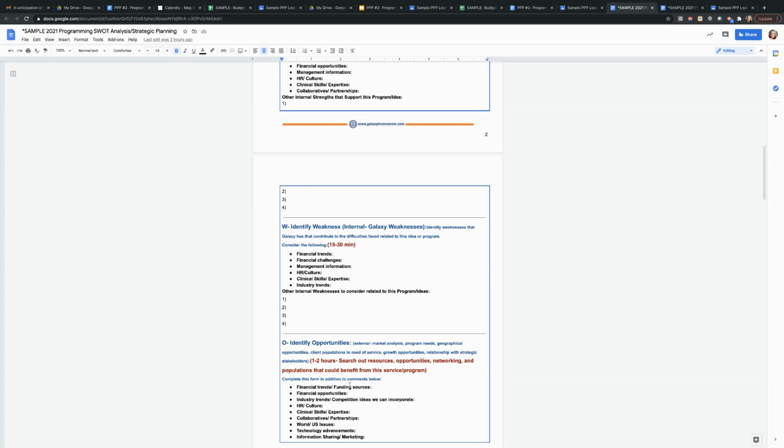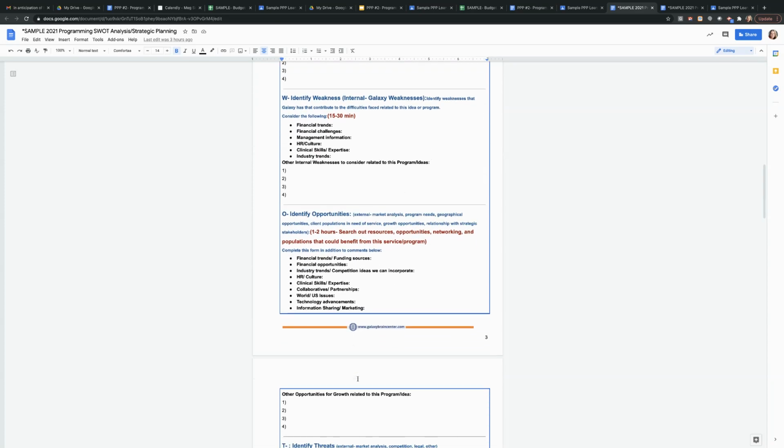Some of the weaknesses is we've never run this particular camp before, so there's a lot of program development needed. And so you're looking through what our internal weaknesses are that are going to be potential barriers for us to be able to run this.